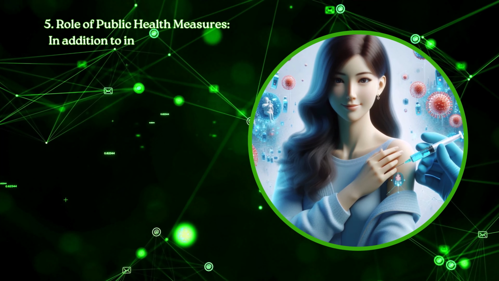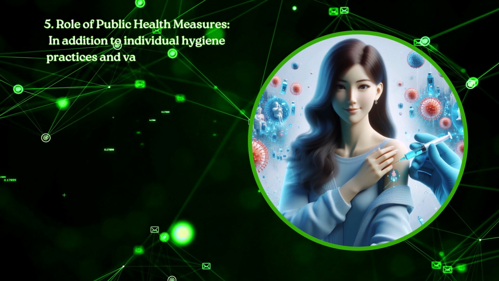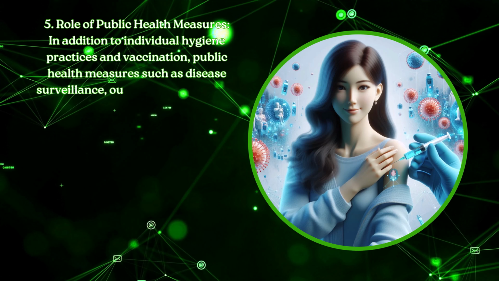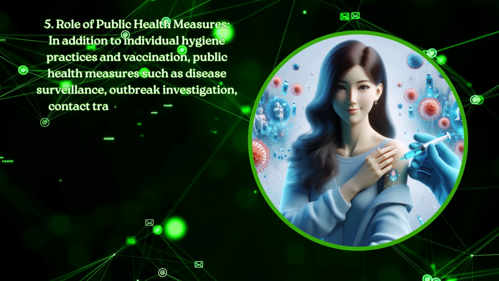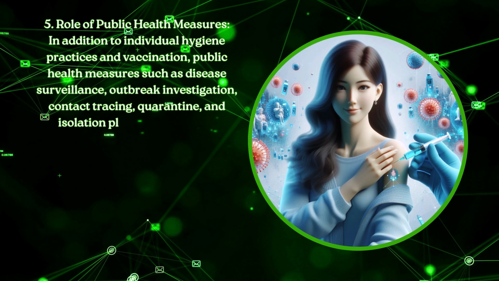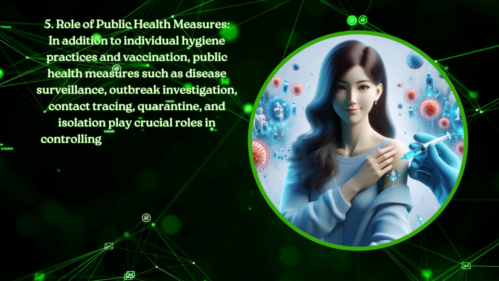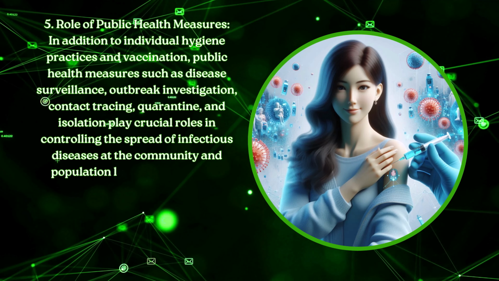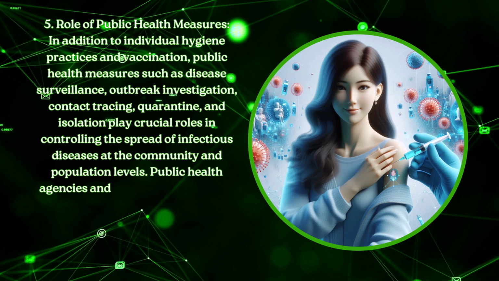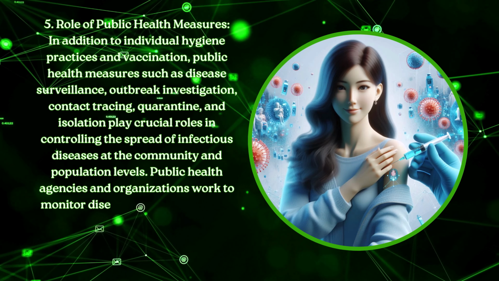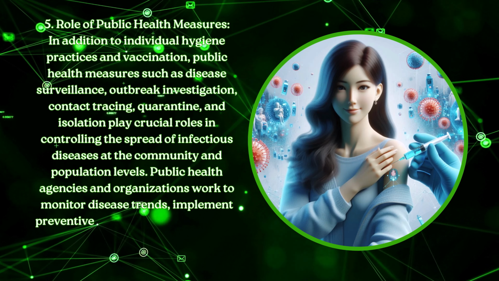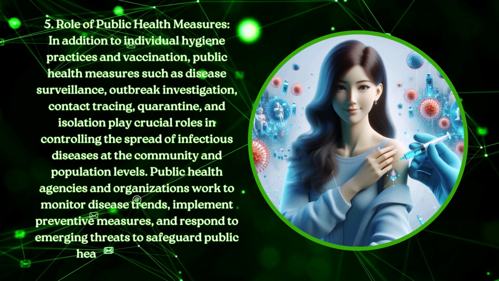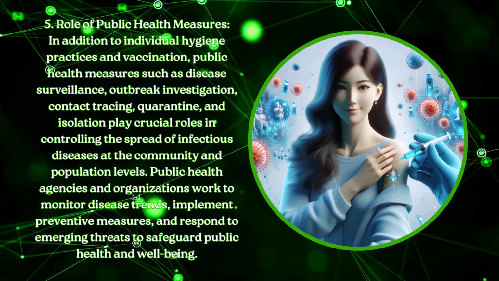Role of public health measures. In addition to individual hygiene practices and vaccination, public health measures such as disease surveillance, outbreak investigation, contact tracing, quarantine, and isolation play crucial roles in controlling the spread of infectious diseases at the community and population levels. Public health agencies and organizations work to monitor disease trends, implement preventive measures, and respond to emerging threats to safeguard public health and well-being.